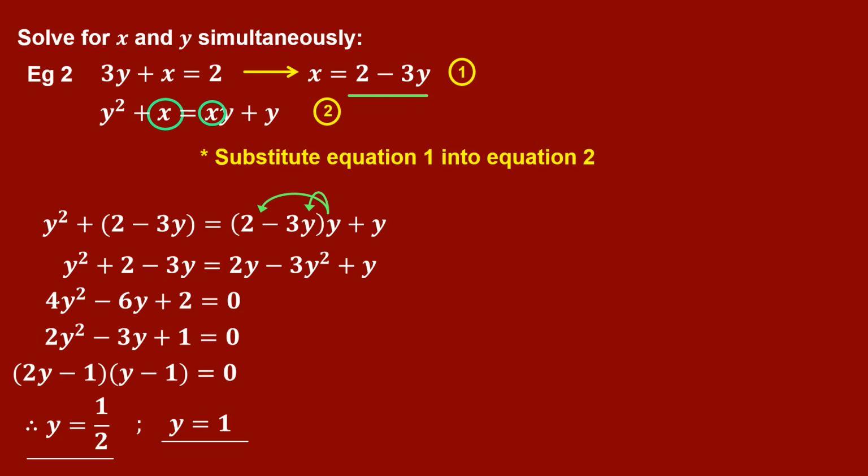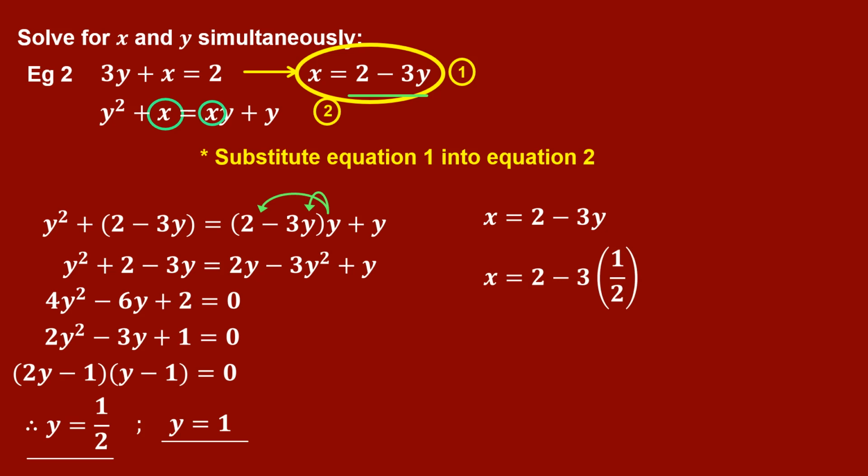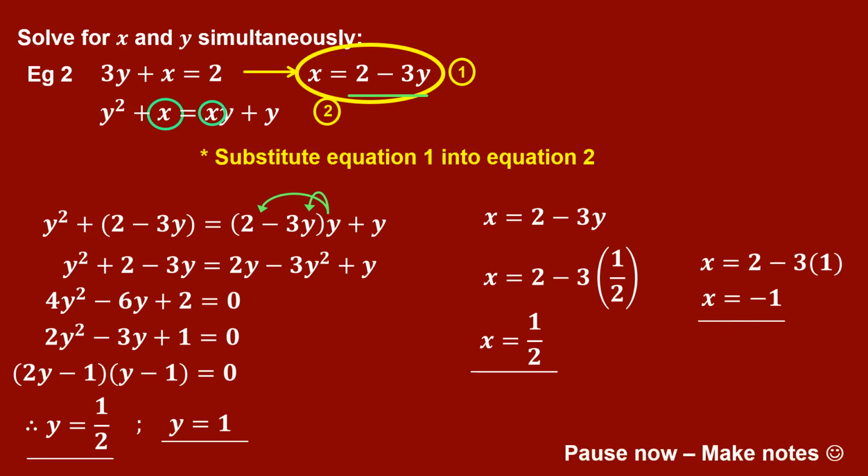But now we are asked to solve for x and y simultaneously, so we're going to go back to equation 1 and substitute both y values into that equation. So in the first one, we get x is equal to 2 minus 3 times a half, so x is equal to a half, or x is equal to 2 minus 3 times 1, so x is equal to minus 1. Pause now so that you can make some notes.